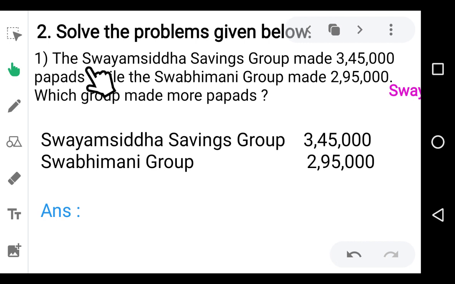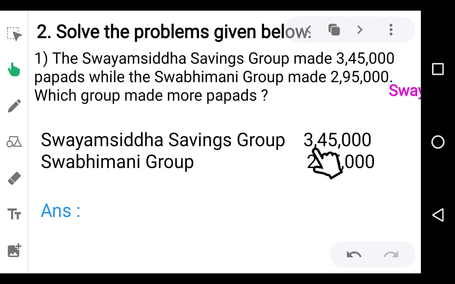1. The Swayamsiddha Saving Group made 3,45,000 papads while the Swabhimani Group made 2,95,000. Which group made more papads? So, the Swayamsiddha Group, how many papads made? They made 3,45,000 and the Swabhimani Group, they made 2,95,000. So here we have been asked such a question, which group made more papads? So for finding out which group made more papads, we have to compare these two numbers and find which number is bigger.